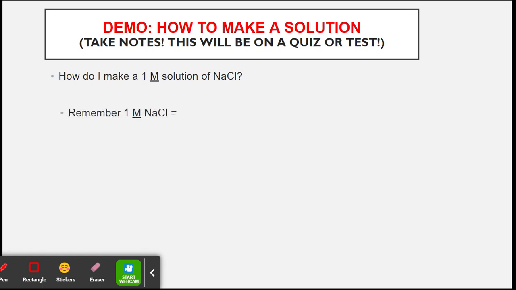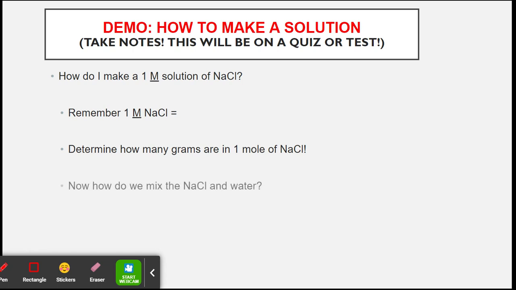Okay, so we want to remember that a 1 molar solution of sodium chloride is moles per liter of solution. So we know we have 1 mole of sodium chloride. So how many grams are in 1 mole? We would look at the molar mass, and it would be 58.44 grams per every mole of sodium chloride.